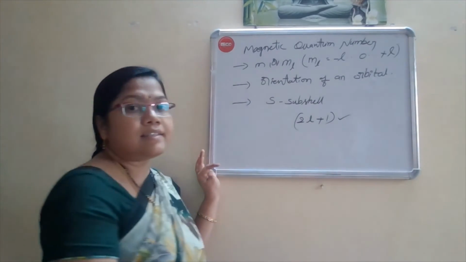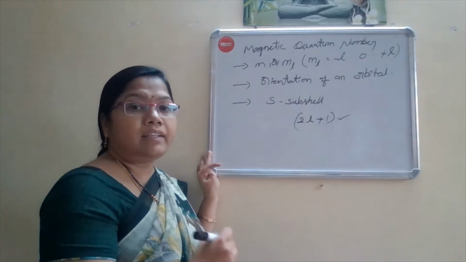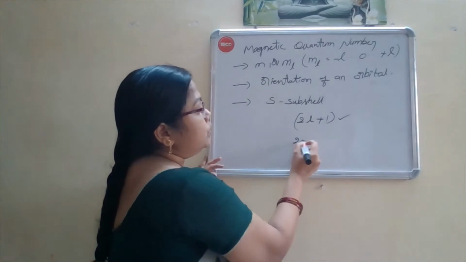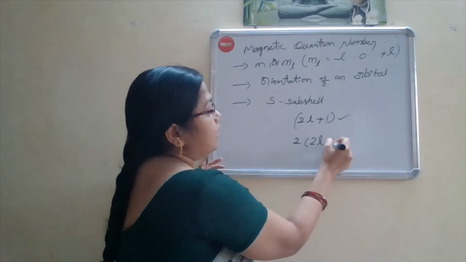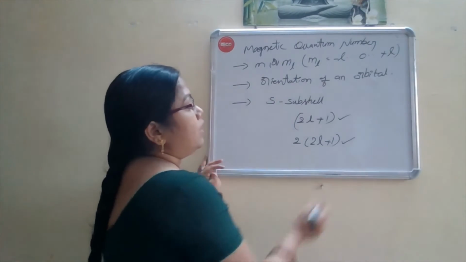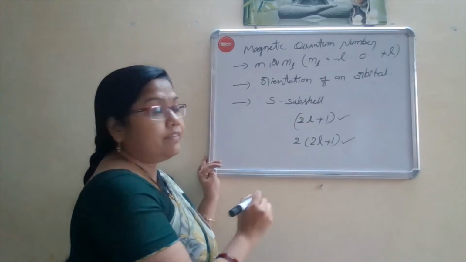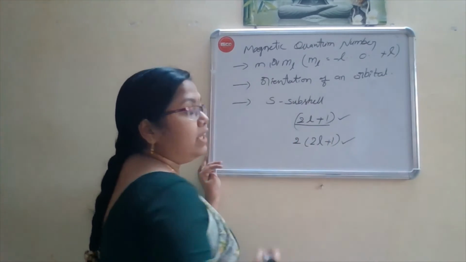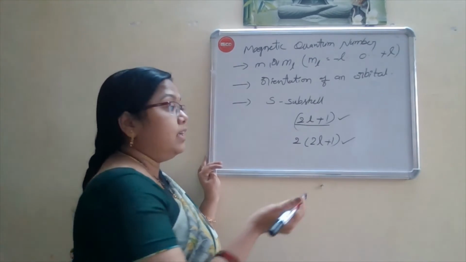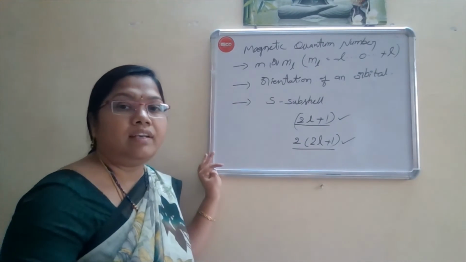These orbitals hold electrons. The maximum number of electrons in a given subshell is calculated by the formula 2 into 2l plus 1. The formula for the number of orbitals in a given subshell is 2l plus 1. The formula for the maximum number of electrons in a given subshell is 2 into 2l plus 1. Let's see.